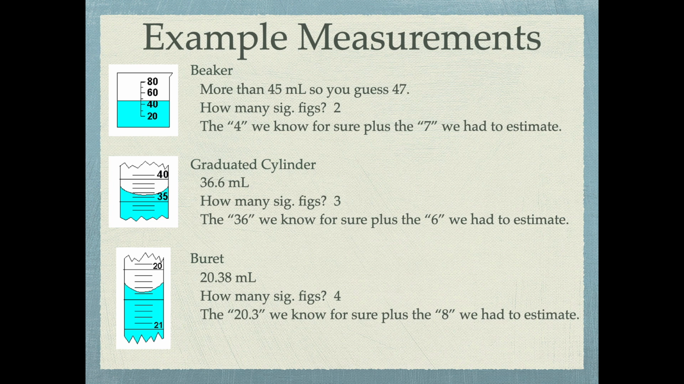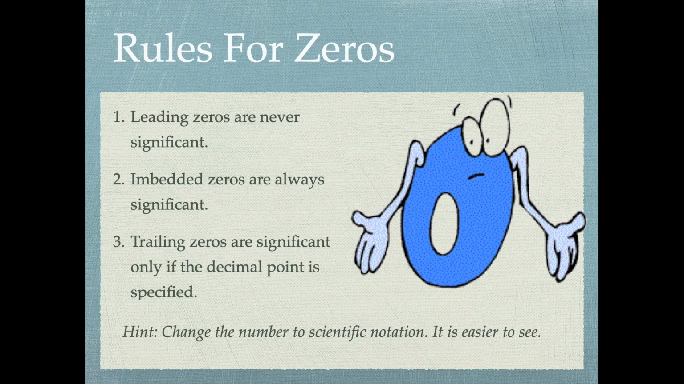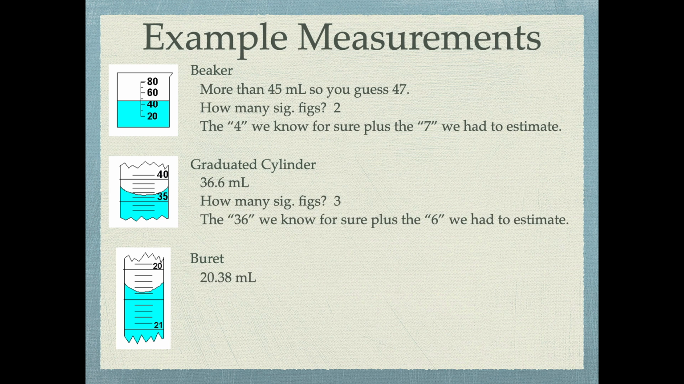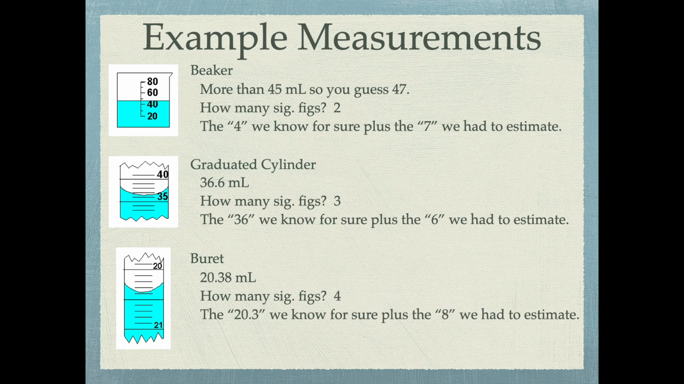So in this one, we have 20.3, which we know for sure, plus an 8, which we had to estimate. So there are 4 sig figs there, right? Now let's talk the rules for 0, because those zeros can be confusing.